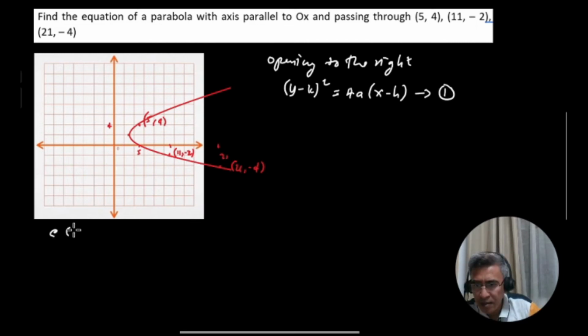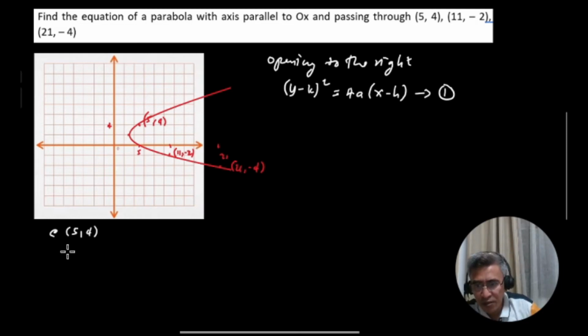At 5, 4, by using the formula, 5 and 4 is x and y. Therefore, 5 is x, 4 is y. And we have 3 unknowns. We have 3 points, and we have also 3 unknowns. The unknowns are k, a, and h. Using this formula and substituting the points, we can form 3 equations. And from those equations, we can determine the 3 unknown values.